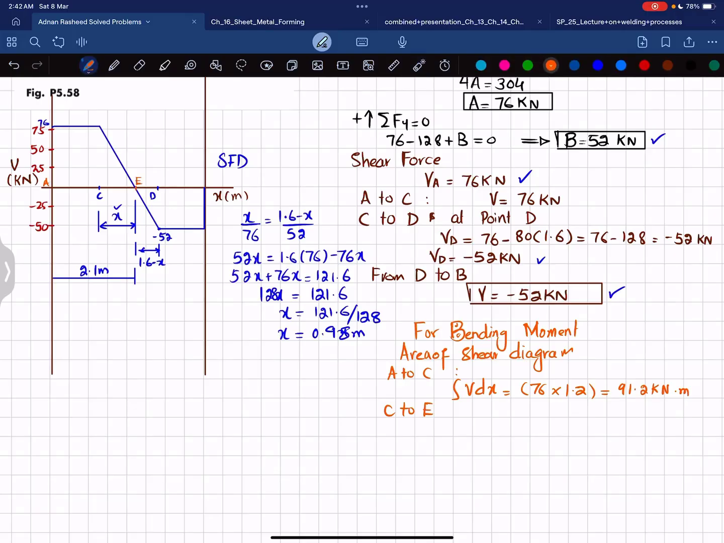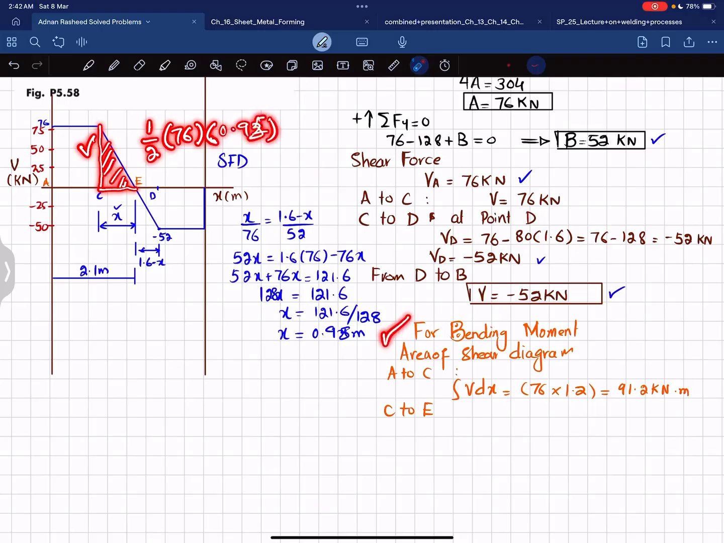and let this point be E, where shear force is equal to 0. So from C to E, this is the area under the shear force diagram, and you can see this is a triangle. So its area will be 1/2 times this height, which is 76, multiplied by this x, which is equal to 0.95. This is the value of x.